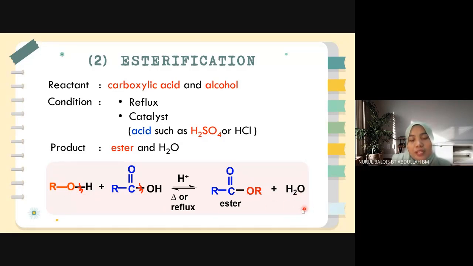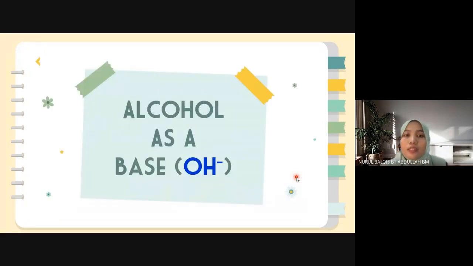Okay, ester ni dia wangi. Okay, dia selalunya kalau perfume ke apa tu ester lah. Alright, nanti awak tengoklah nota cakap pasal applications pun awak kena tahu sebab sometimes soalan dia bagi awak statement tentang applications. Okay, saya nak fokus pada the reaction sahaja. Nanti awak tengok balik nota. Okay, itu dua reactions alcohol as an acid.